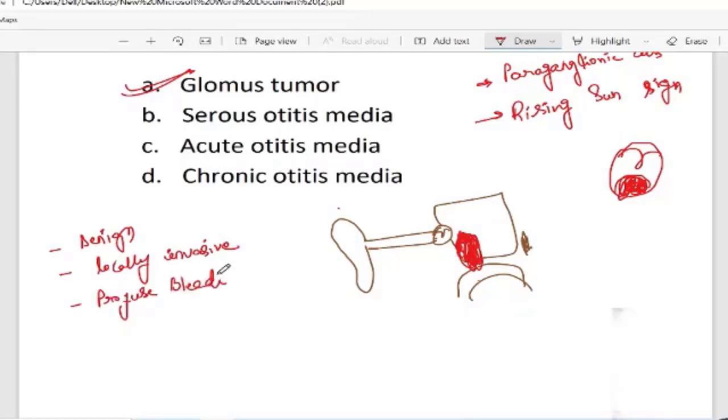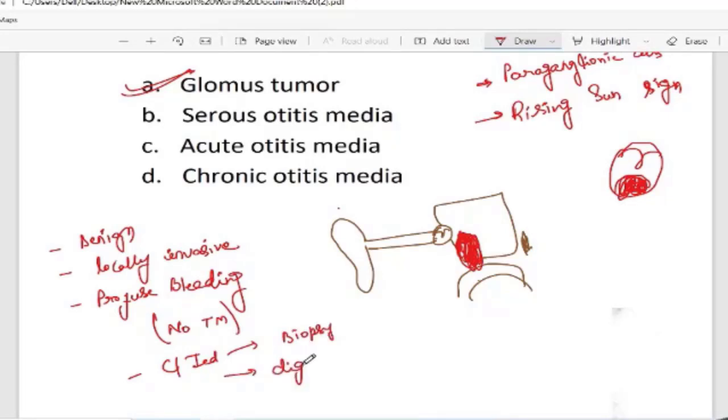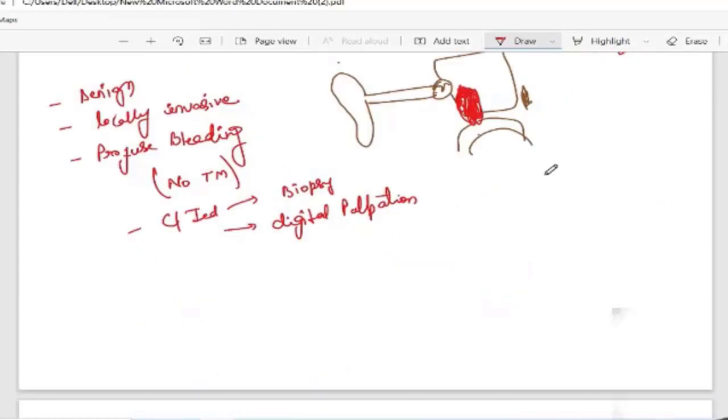Why profuse bleeding, like angiofibroma? Because it also has no tunica media. There is no muscle layer in the blood vessel. So that's why whenever the tumor is there, it may bleed profusely. So again, what are the things which are contraindicated here? Biopsy, digital palpation. What is the treatment for glomus tumor? Treatment is again surgical excision.